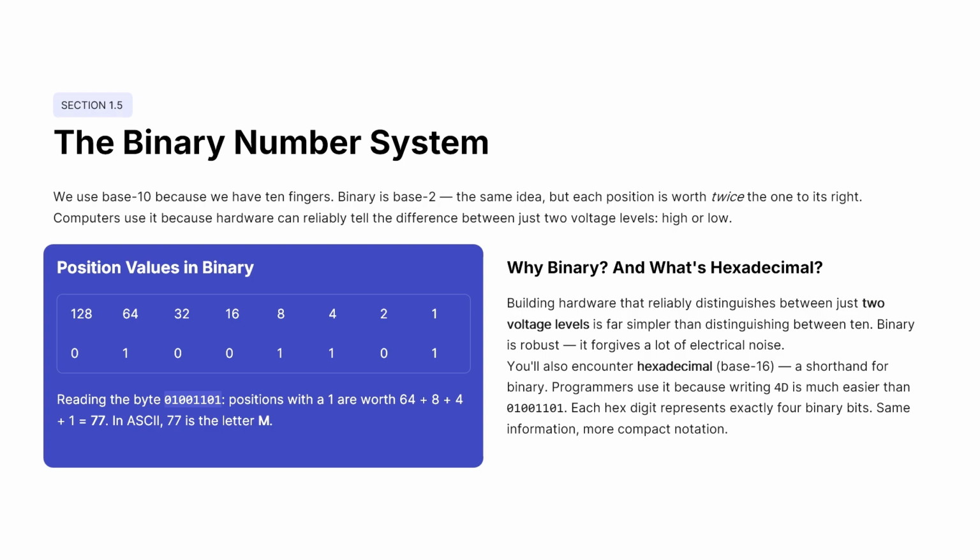You'll also encounter hexadecimal, base 16, which is basically a shorthand for binary. Programmers use it because it's a lot easier to write 4D than 01001101. Each hex digit represents exactly 4 binary bits. Same information, more compact notation.